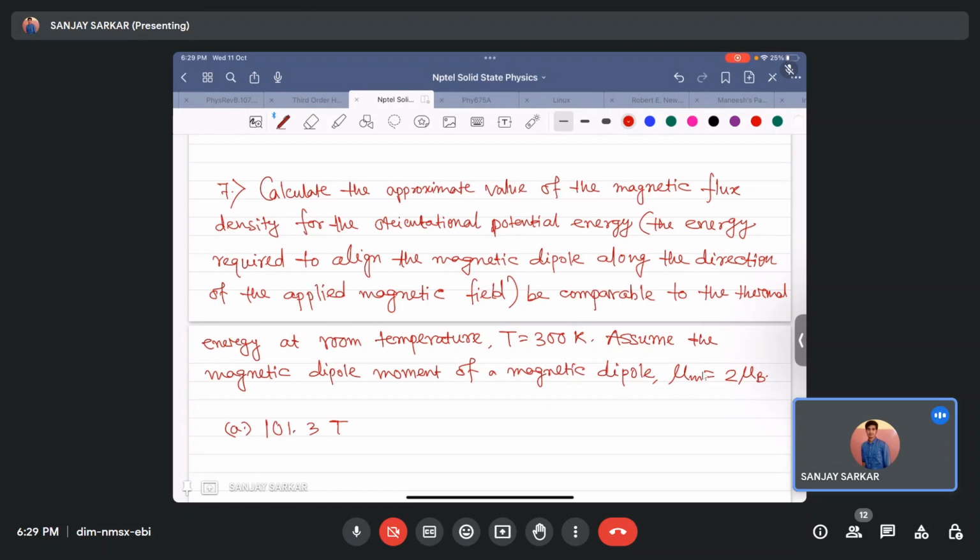Option A is 101.3 Tesla. Option B is 223.3 Tesla. Option C is 413.5 Tesla, and option D is 693.7 Tesla. So please calculate this one.